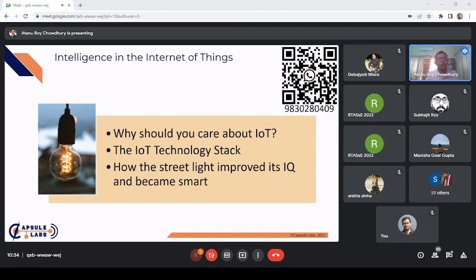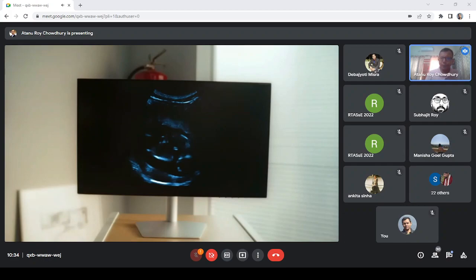Three major things that I will talk about. Why should you care about IoT? What does the IoT technology stack look like? And the third thing is really about how the street light improved its IQ and became smart, as an example of a smart application. I'll start with a little video. Perhaps it will wake you up a little bit.